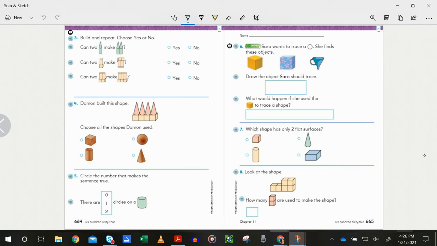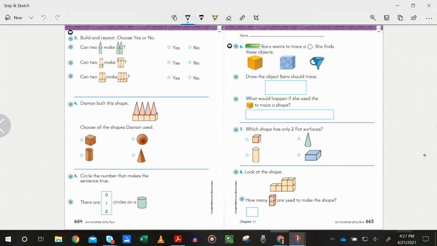Number 8, look at the shape. How many of these towers are used to make the shape? Put that number in the box. Notice the tower is made out of 2 cubes. If you're ready to move on, then switch to your crayon and let's go back to number 3.